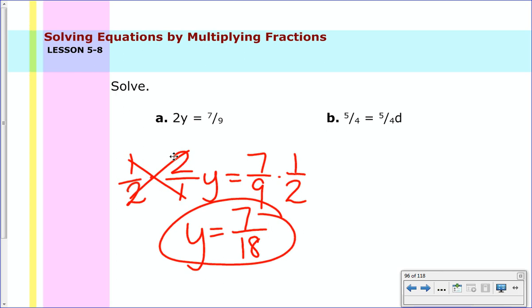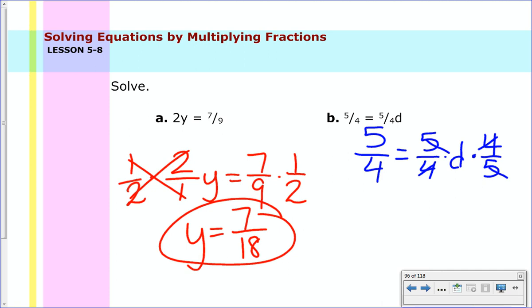Y is 7/18. Now B here, I'm going to solve the same way. Now here my variable is on this side. So I need to multiply by the reciprocal over here. Reciprocal of 5/4 is 4/5. And those cross out. So I do the same here. And I'm left with D is the same as, well, I can simplify before I do this one.